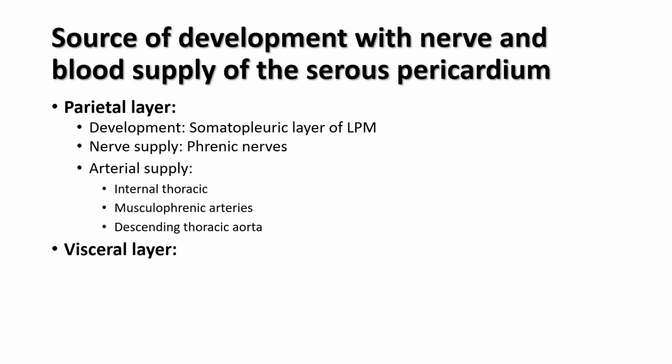Now, what about the visceral layer? Visceral layer is now part of the heart. It forms the outer layer of the heart, which is called epicardium. Heart is a viscera, and heart develops from splanchnopleuric layer of lateral plate mesoderm. So, visceral layer of serous pericardium will develop from splanchnopleuric layer of lateral plate mesoderm. Remember, splanchno means viscera. So visceral layer will develop from splanchnopleuric layer of lateral plate mesoderm.